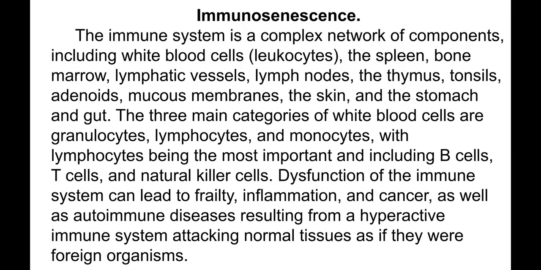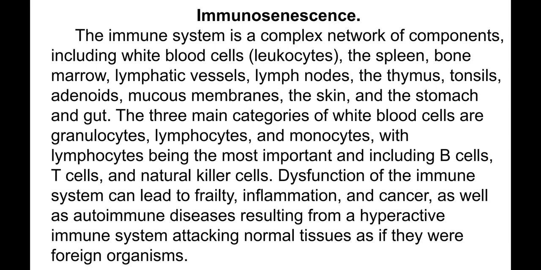The immune system is a complex network of components including white blood cells and the spleen, bone marrow, lymphatic vessels, lymph nodes, the thymus, tonsils, adenoids, mucous membranes, the skin, and the stomach and gut. The three main categories of white blood cells are granulocytes, lymphocytes, and monocytes, with lymphocytes being the most important, and they include B cells, T cells, and natural killer cells.